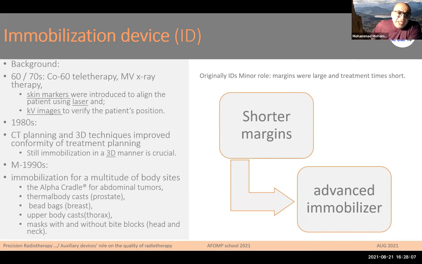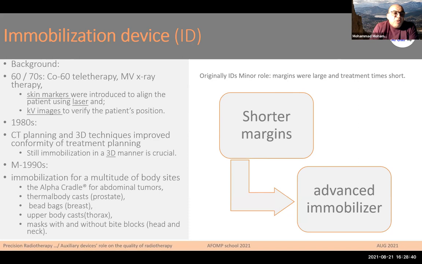In the 1980s, the big issue was the development and introduction of CT and 3D planning. The planning section jumped to a three-dimensional achievement. However, in contrast, delivery was still two-dimensional because of immobilization. We had nothing for immobilization comparable with CT development, which means it was still a crucial issue.